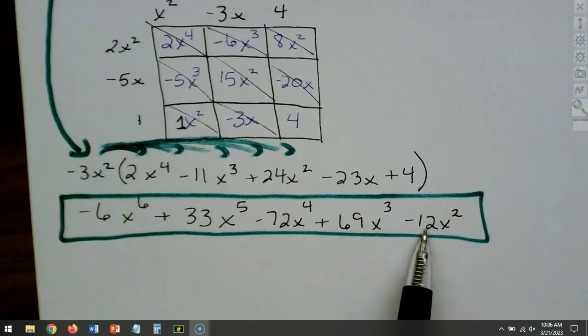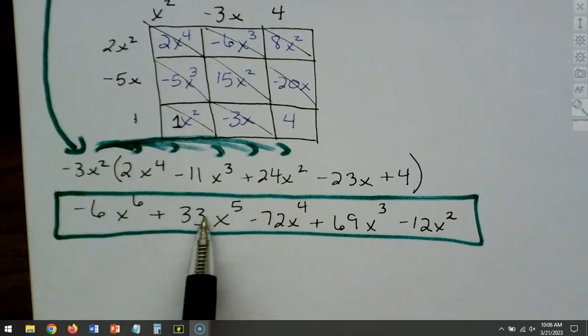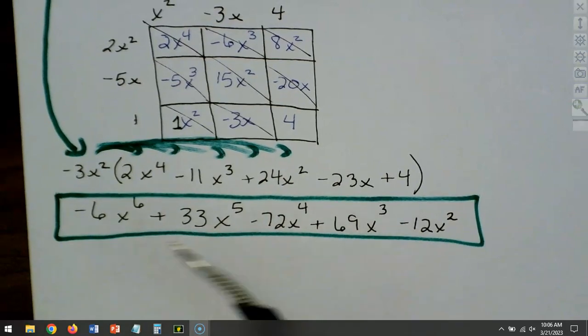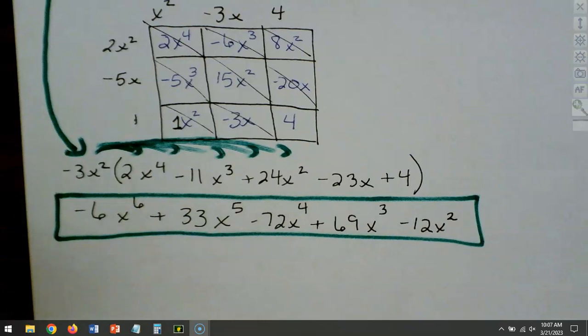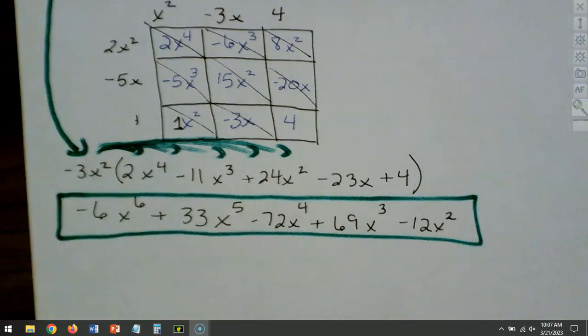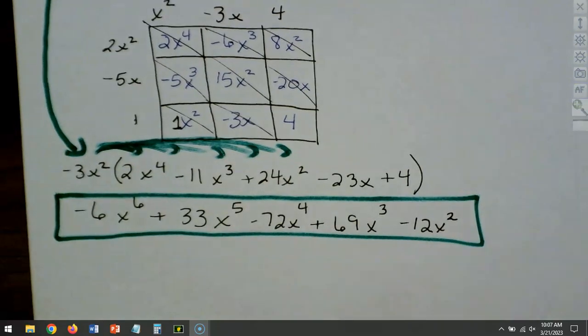No. Why not? All the powers are different, right? So that's how you know when you can stop. Nothing can be added together. We used all the pieces, we distributed through, and that's all you can do.